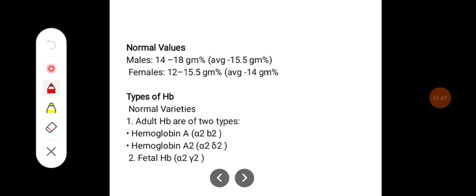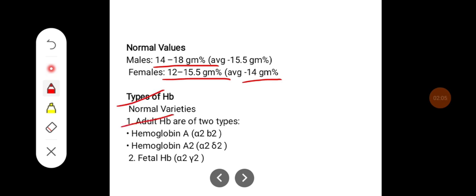Normal values: males have 14 to 18 grams % of hemoglobin content in their blood, whereas females have a little less, average is around 14 gram %. There can be different types of hemoglobin.